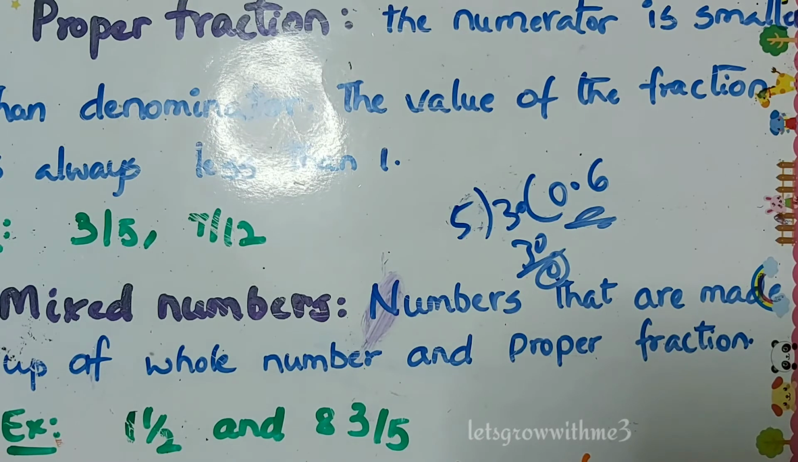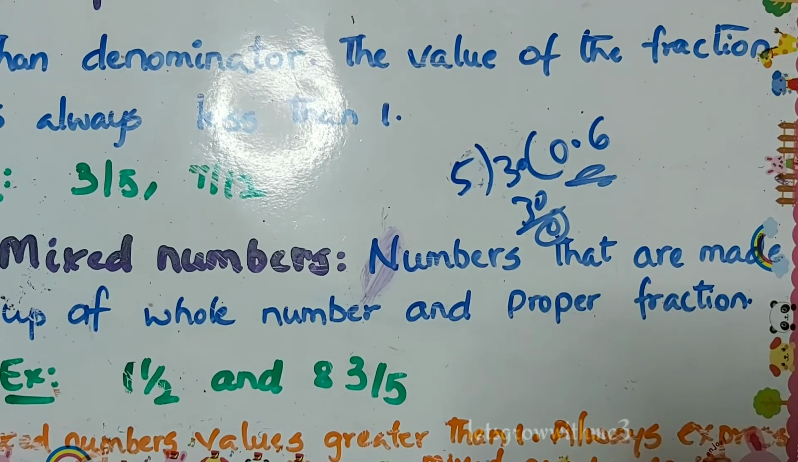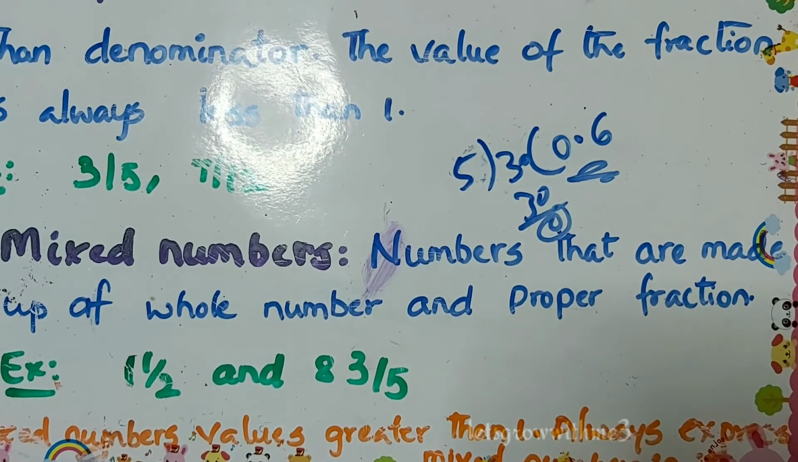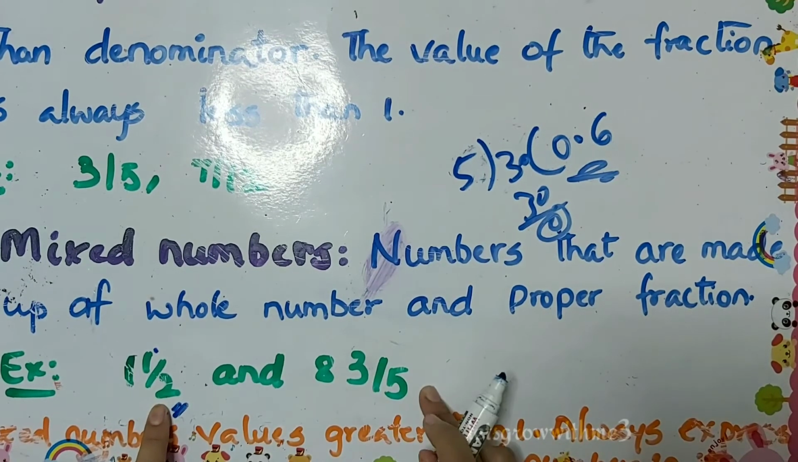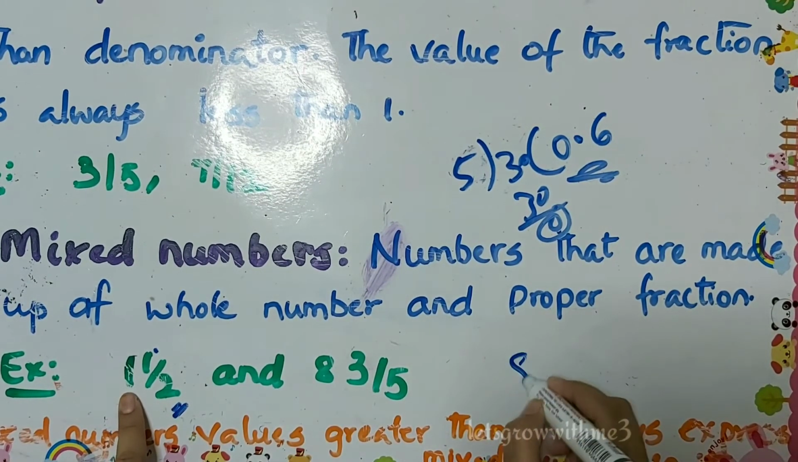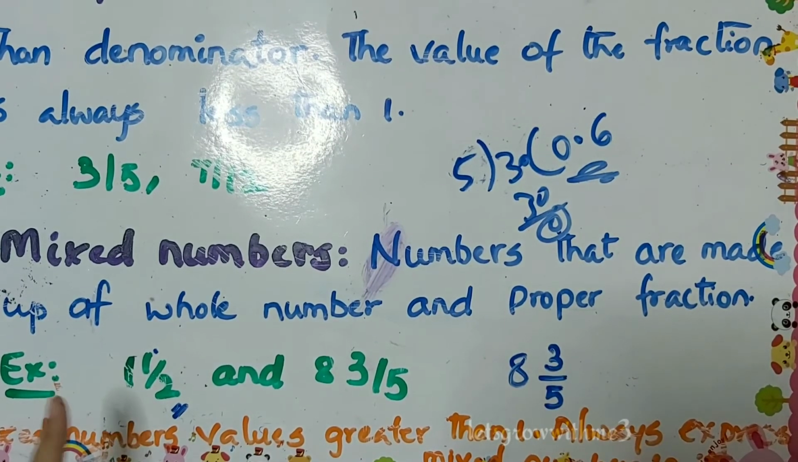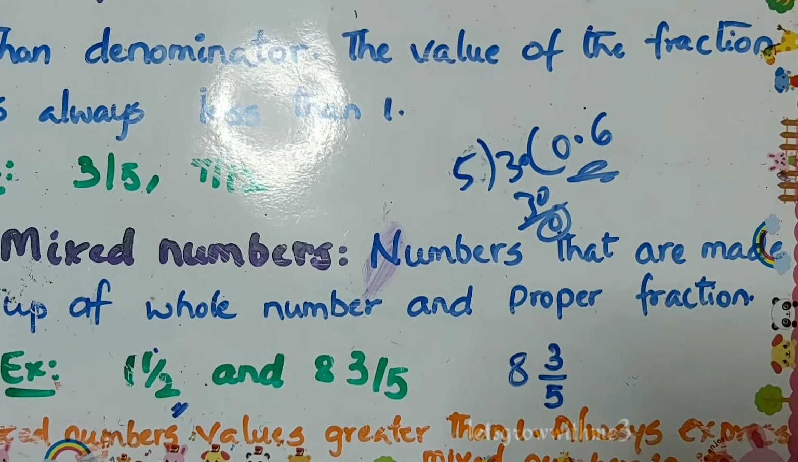So next we will see the next definition, which is mixed numbers. What do you mean by mixed numbers? Numbers that are made up of a whole number and a proper fraction, we will call mixed numbers. So here we have two things. One is it's a combination of whole number and proper fraction. So in the examples, 1 is a whole number and here 8 is a whole number. Half is a proper fraction, so the numerator is less compared to the denominator. So this 8 is a whole number and 3 by 5 is a proper fraction. Mixed numbers have values greater than 1. So always we will get its value greater than 1.